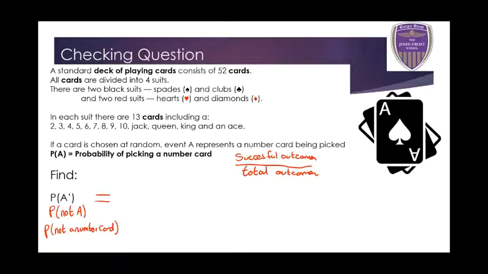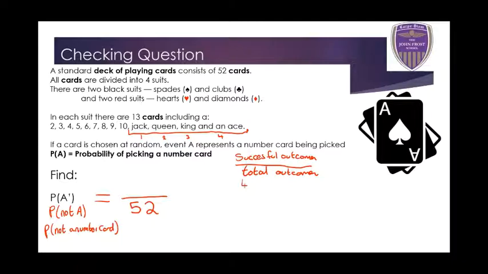So let's start at the top. How many total outcomes are there? In other words, how many cards are there? Well, there's 52 cards, so we could pick any of the 52 cards. 52 cards in total. How many successful outcomes are there? Remember, we're trying to find the probability of not A. So how many cards are not number cards? Well, we've got jack, queen, king, and an ace. We've got 1, 2, 3, 4 cards that are not number cards.